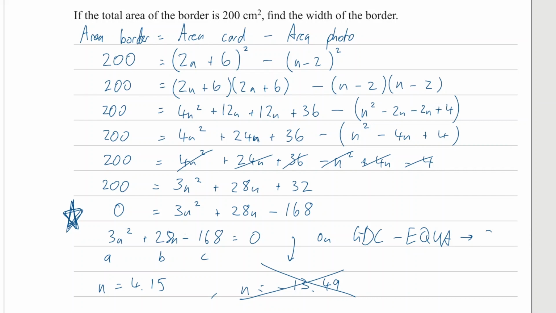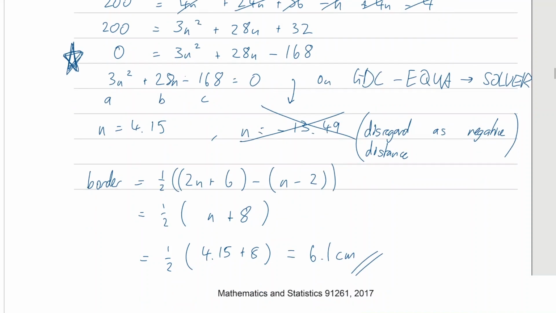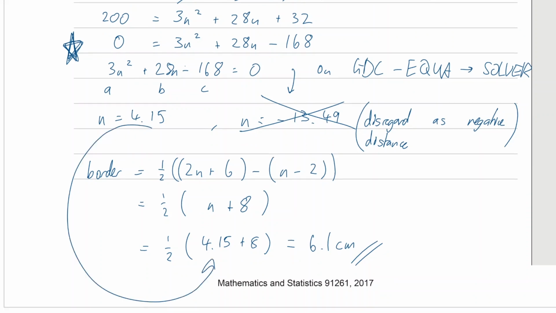And then we disregarded the negative solution. So disregard as negative distance. Right, so just saying something like that next to it is totally fine. Or justifying why you took the positive one. And then we substituted that into our equation for the border width.